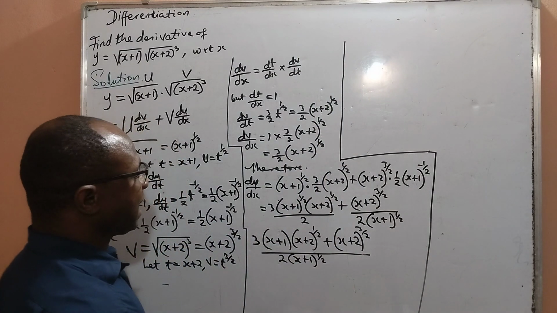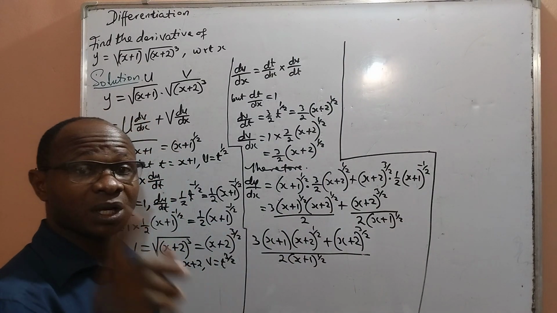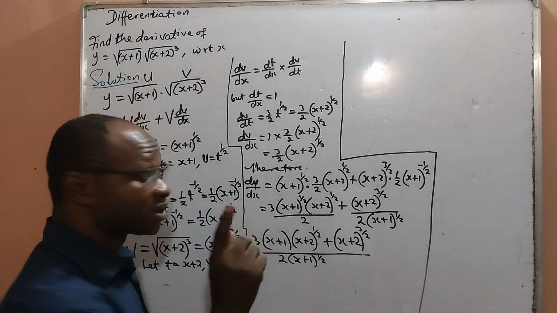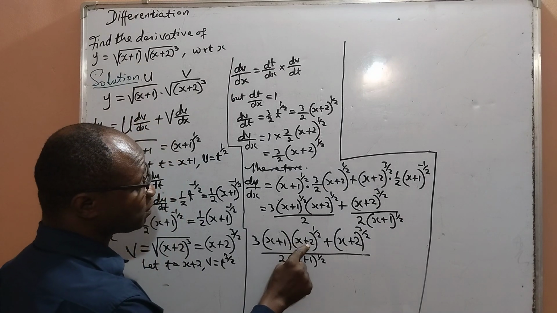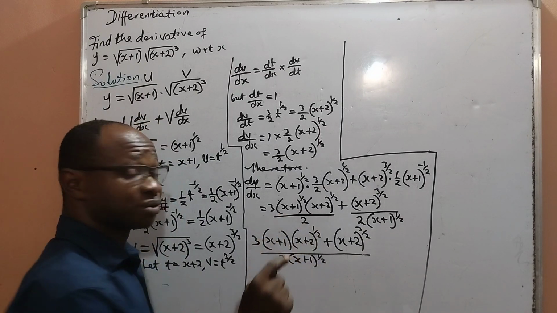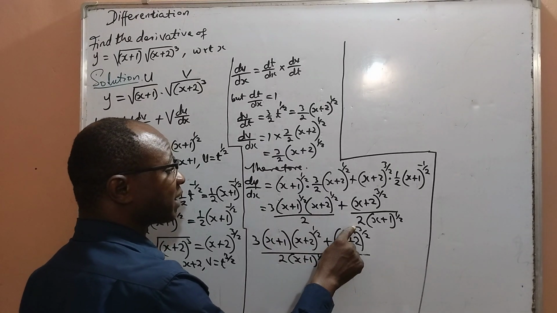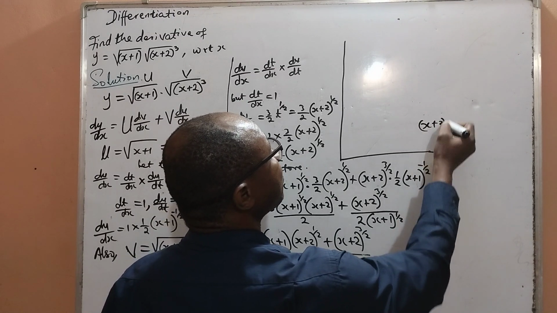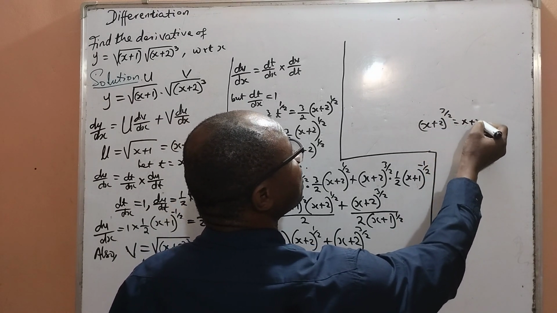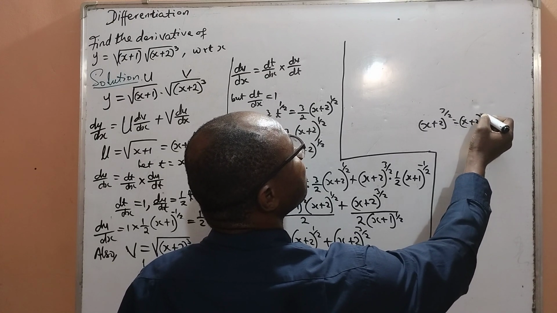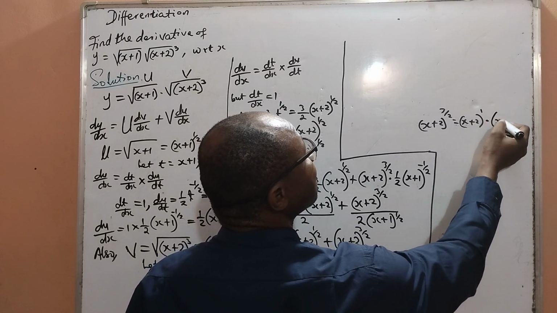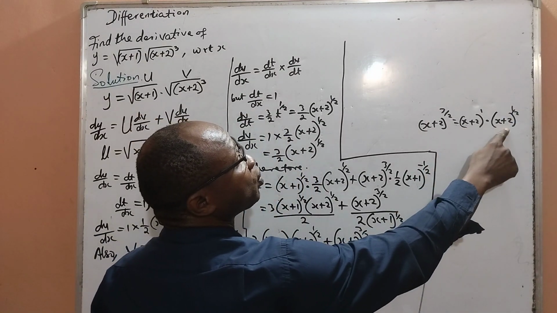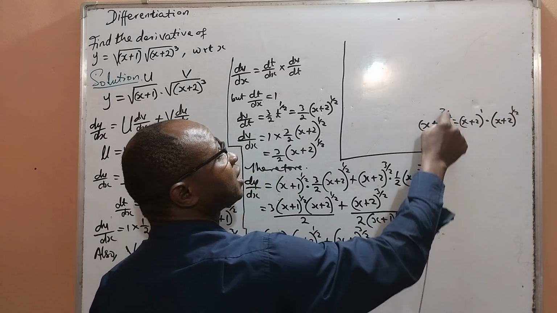Follow me. Now, moving forward, if you look at what I have here, you can agree with me that I have something common, and that is (x+2)^(1/2). In this place I have (x+2)^(3/2). But do you know that (x+2)^(3/2) is the same thing as (x+2)^1 multiplied by (x+2)^(1/2)? Very good. Because the multiplication of these two will give me 1 plus 1/2, which is 3/2.